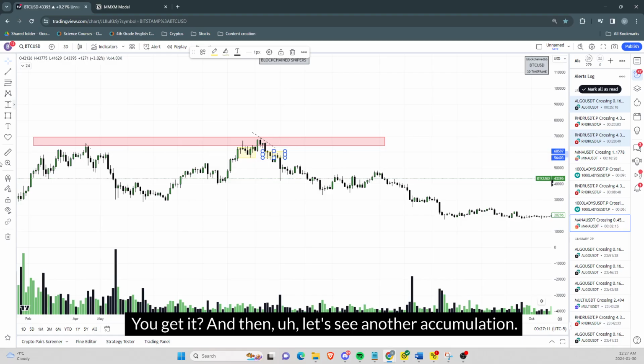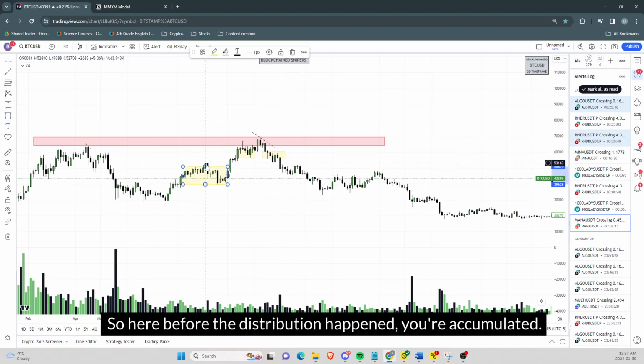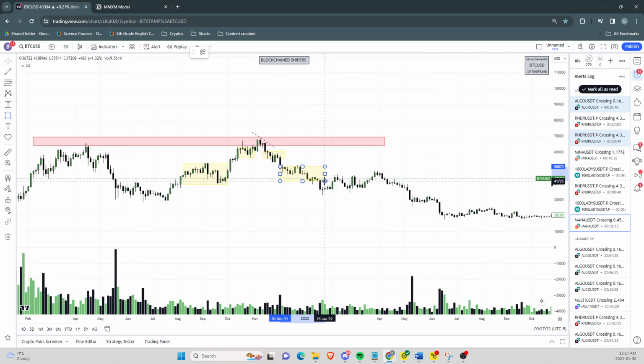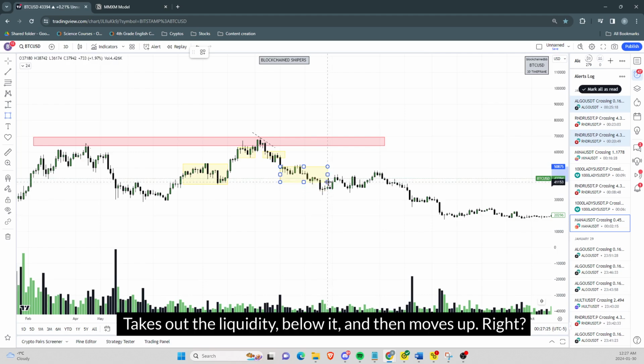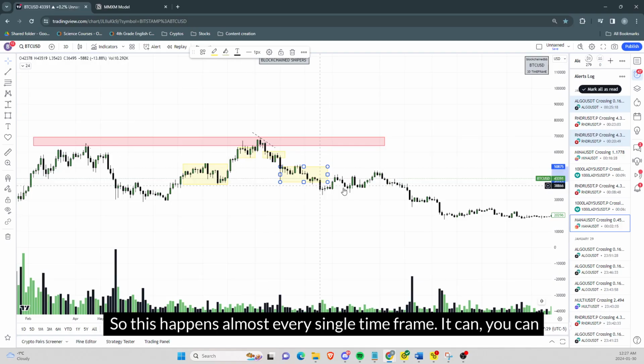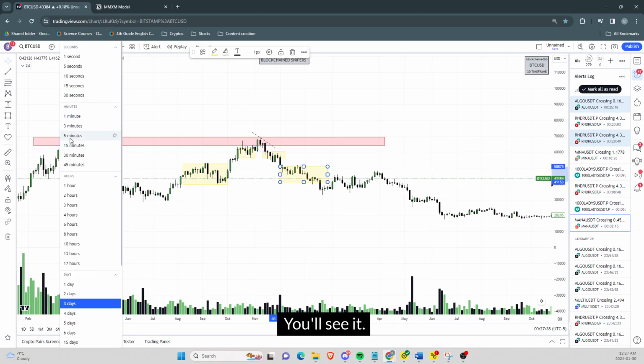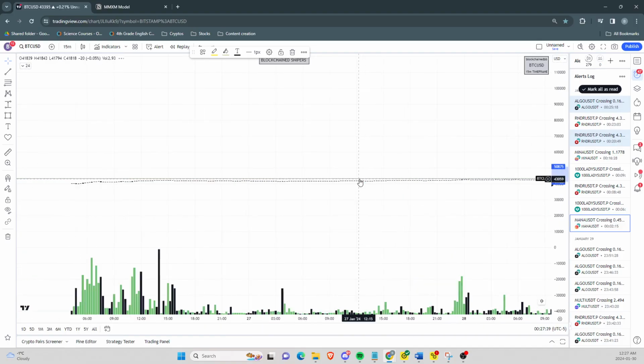You get it? And then let's see another accumulation. So here, before the distribution happened, here it accumulated, right? So what happened here? Opposite side of the accumulation. Takes out the liquidity below it and then moves up, right? So this happens almost every single time frame. You can go to 5 minutes, you can go to 15 minutes, you can even go to 1 minute chart. You'll see it. Let me show you.